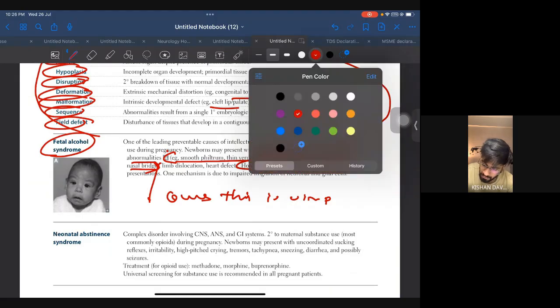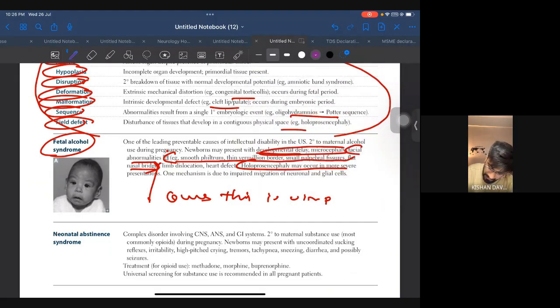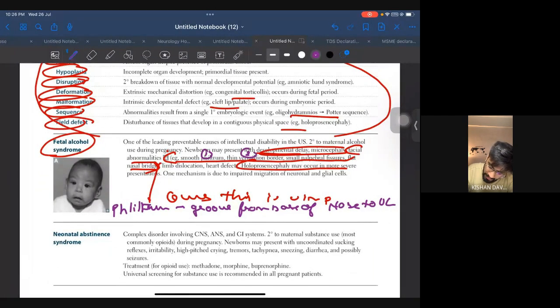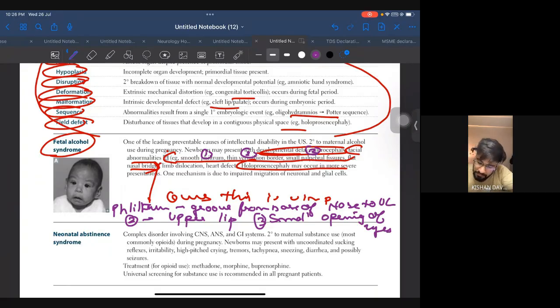Now, what is the meaning of all those terms? I'll write it down for you. Philtrum: groove from base of nose to upper lip. Thin vermilion border is the upper lip. Small palpebral fissure is small opening of eyes. And the fourth, you already know. So this is all you have to remember in fetal alcohol syndrome.